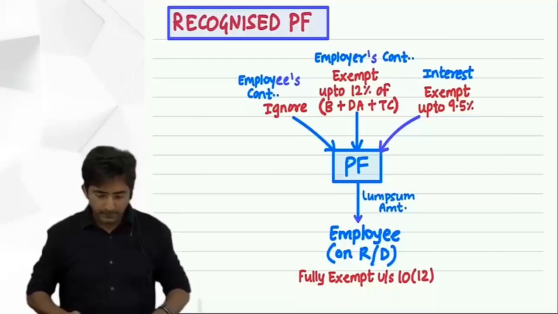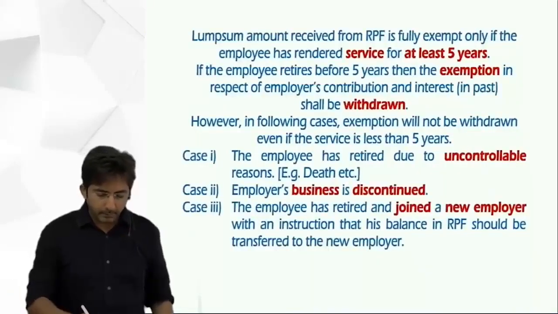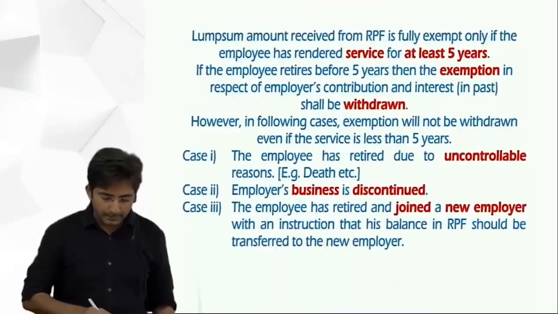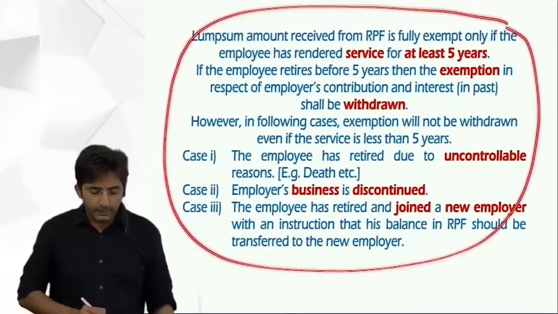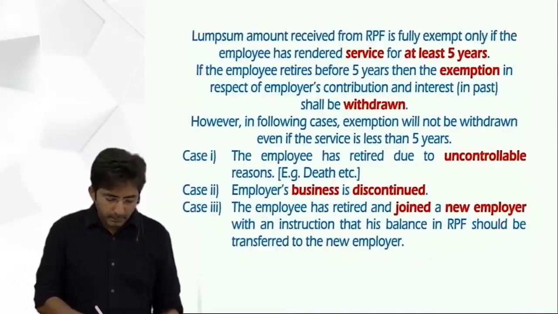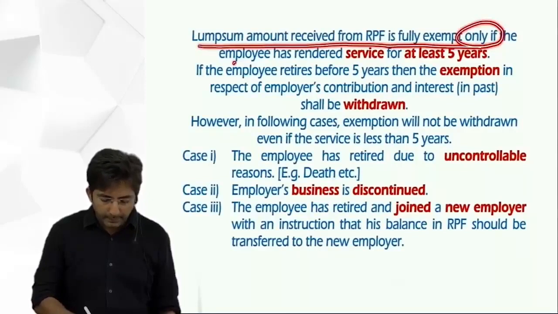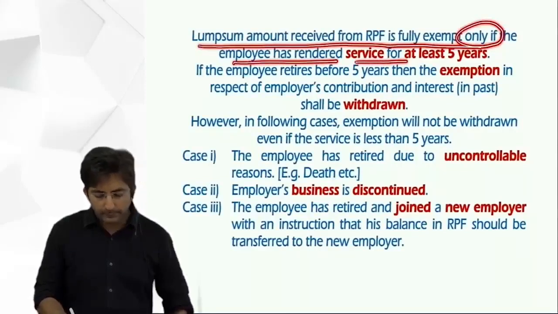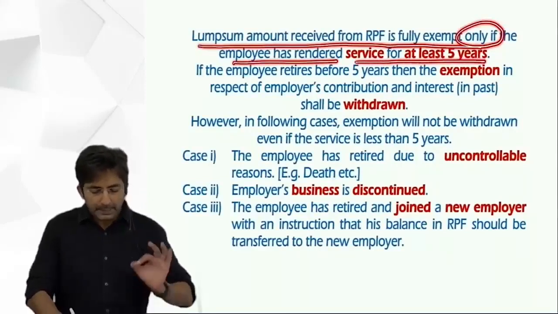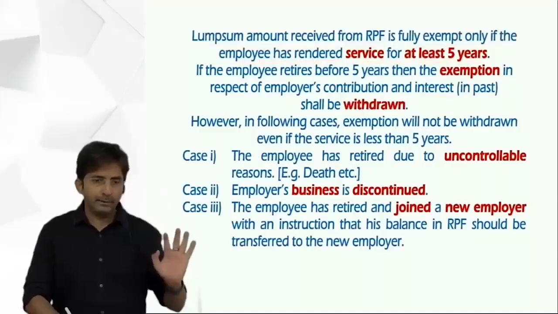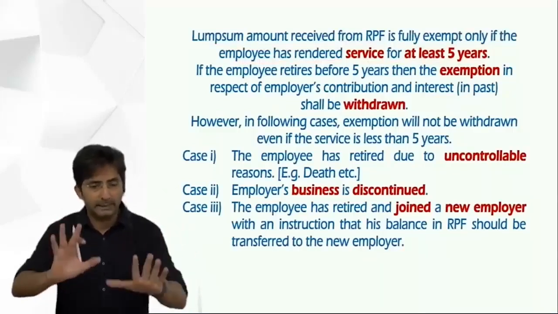Okay. See, read this thing. You know, whatever I explained right now, it is written here. Let us read together. Lump sum amount received from RPF is fully exempt only if the employee has rendered service of at least 5 years. See, at least means either 5 or more. Exact 5 is also covered in at least.